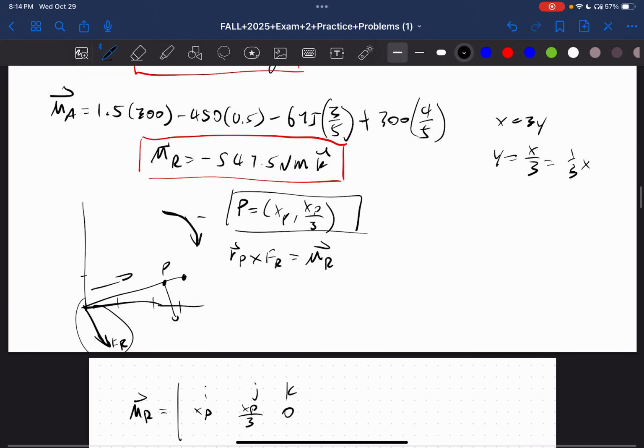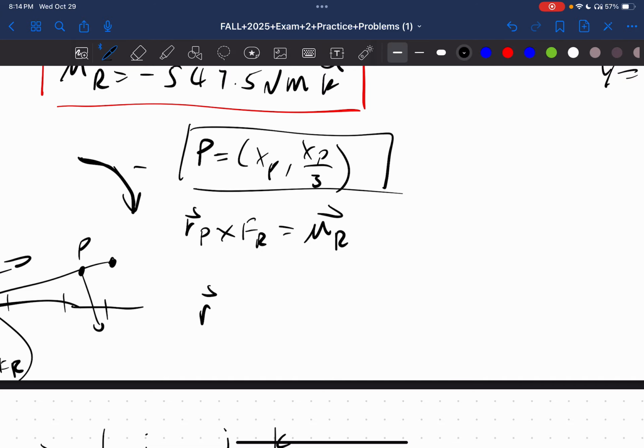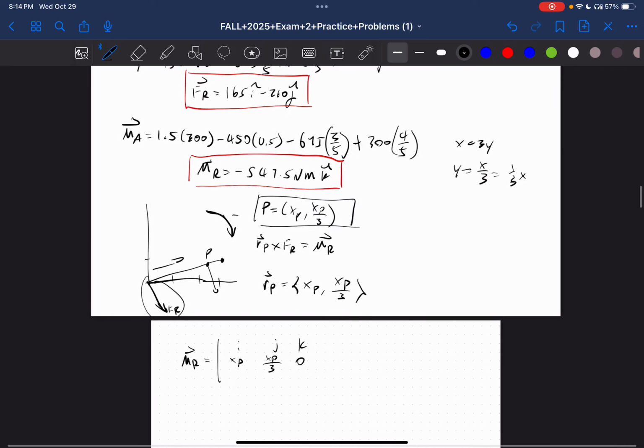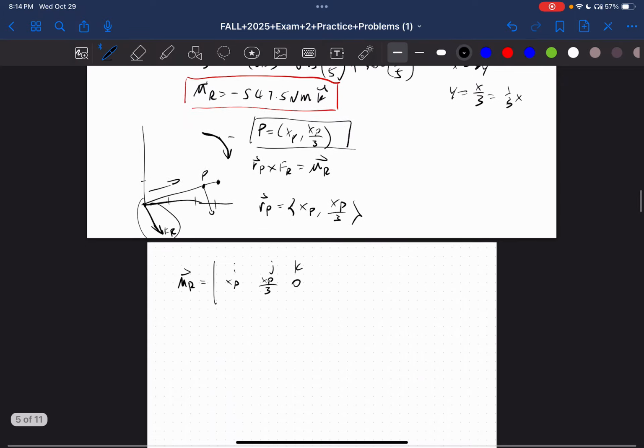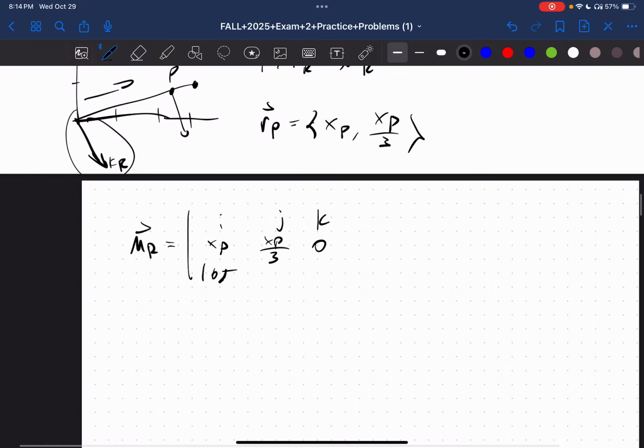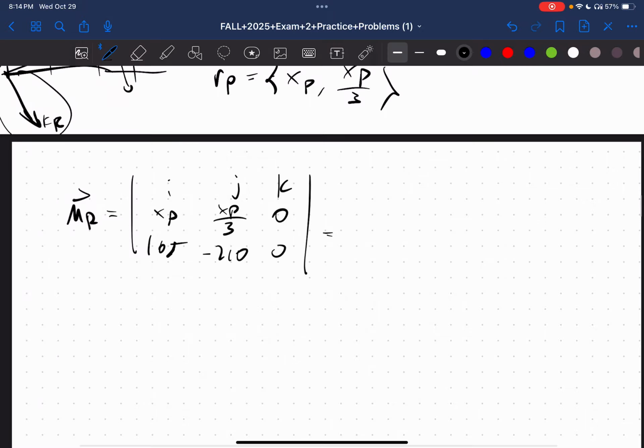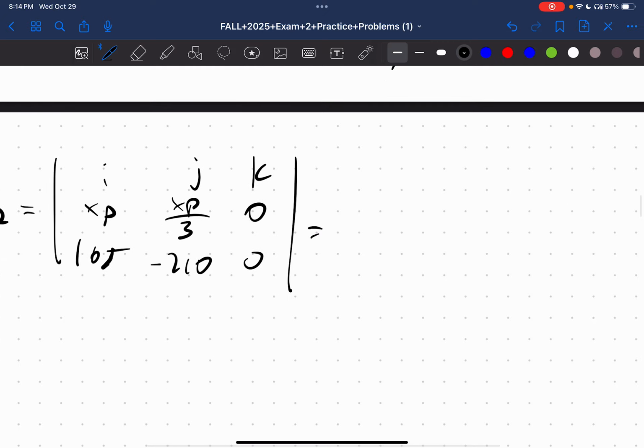let's write this technically, xp divided by 3. Here we have a vector now: 165 and negative 210, 0. Do the cross product, we're only going to get one in the k direction. And we're going to end up with something.